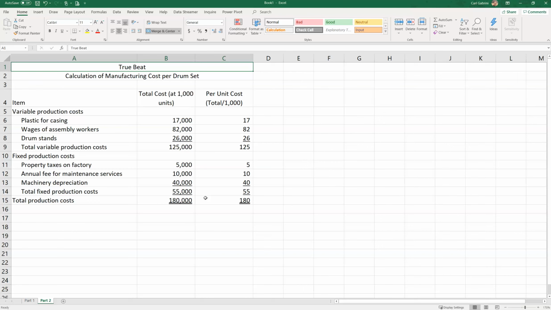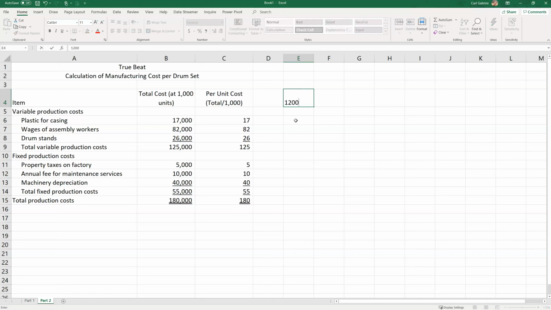Well, would our costs change? Yes, they certainly would change. First of all, it's a per unit cost. It's a variable cost, so that means it's going to vary with production. And so if we were to go here and say, okay, now we're going to deal with 1,200 units instead of 1,000. So we're going to have 1,200 units instead of 1,000.